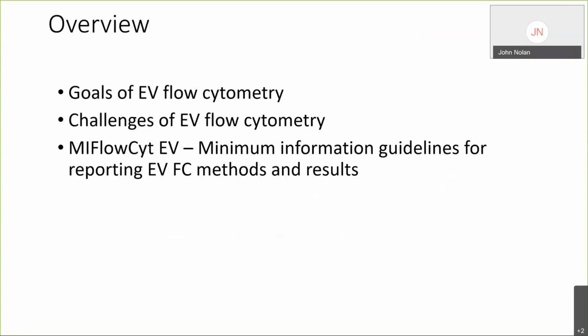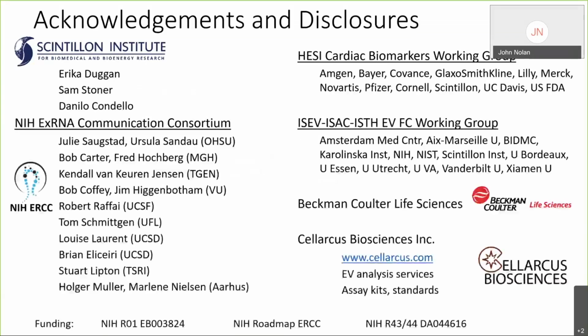So here's a summary of what I want to cover today. I just want to describe, what are we trying to do when we use flow cytometry to measure vesicles? What are some of the challenges for using flow cytometry to measure EVs? And then I'll go step by step through the reporting guidelines and describe the rationale behind some of those guidelines and give some examples for some of the more important topics.